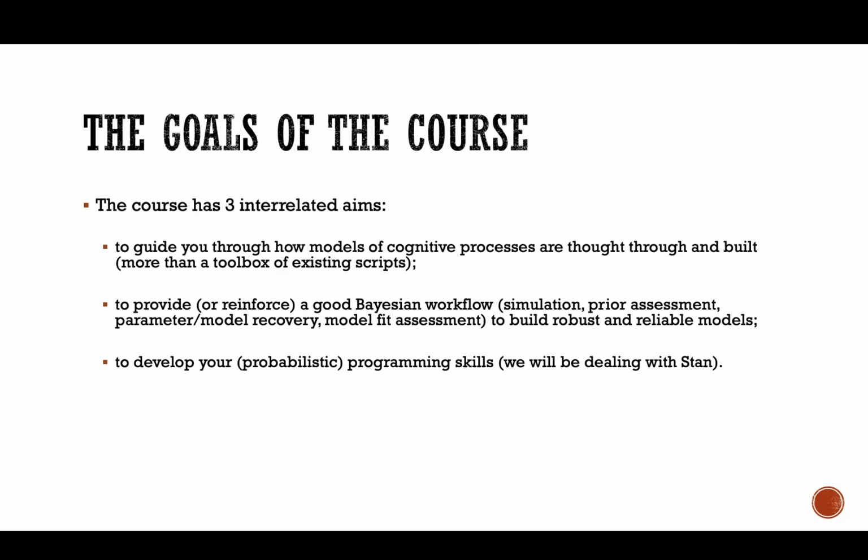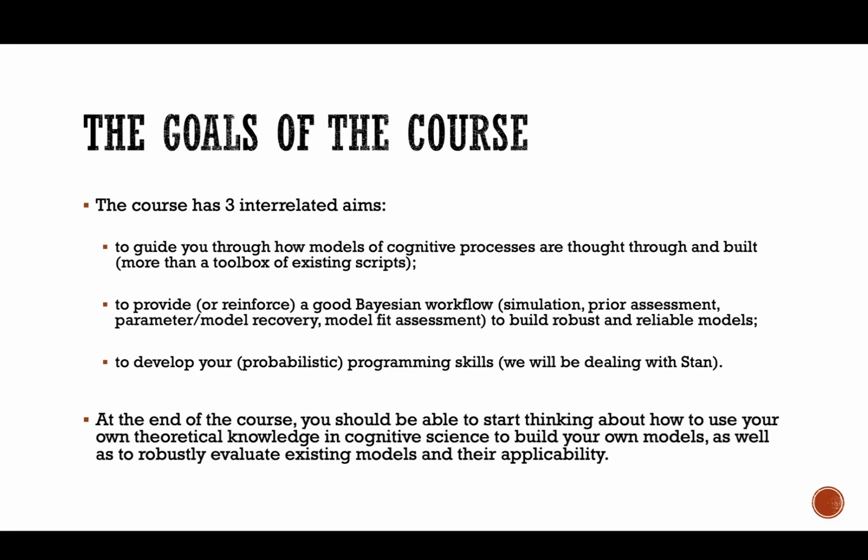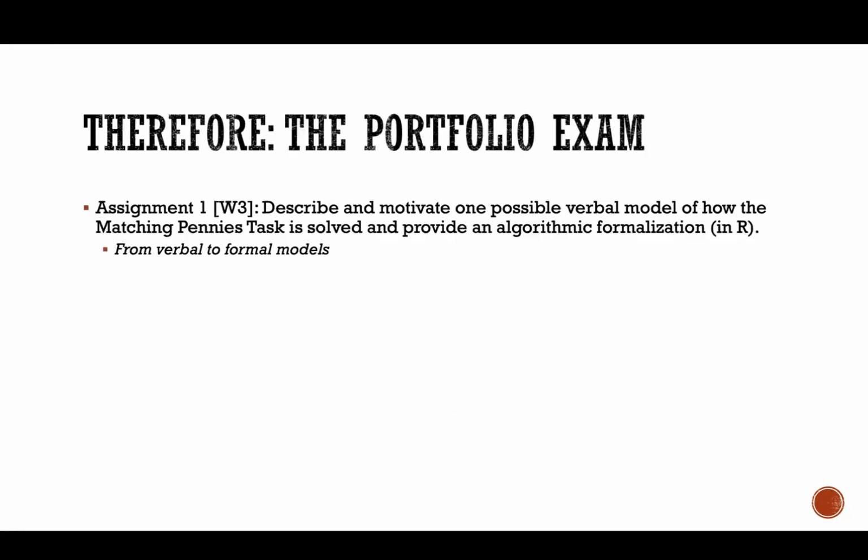We'll do some stuff that, at least in the previous years, you might only have started doing, like parallel programming. Hopefully it started getting introduced a bit more, but we'll see. And at the end of the course, you should be able to start thinking about how to use your own theoretical knowledge in cognitive science to build your own models, as well as to robustly evaluate existing models and their applicability. Therefore, the portfolio exam looks like this.